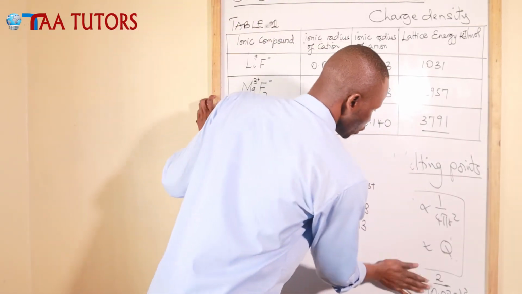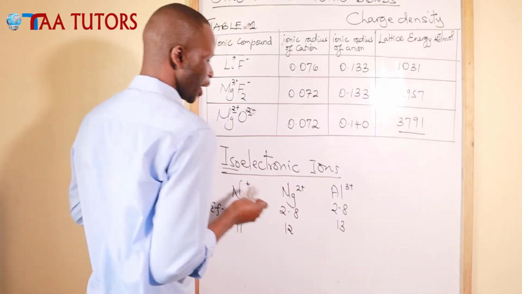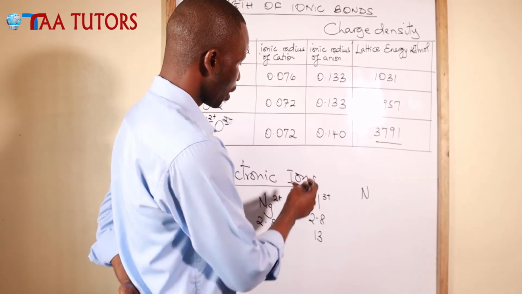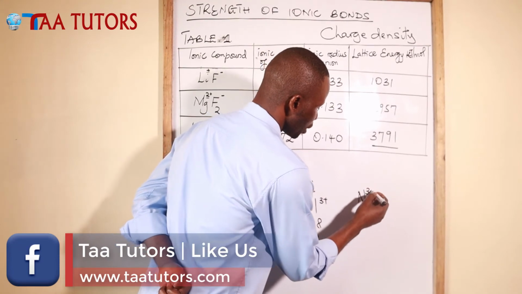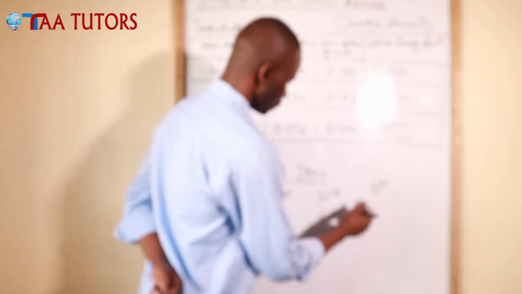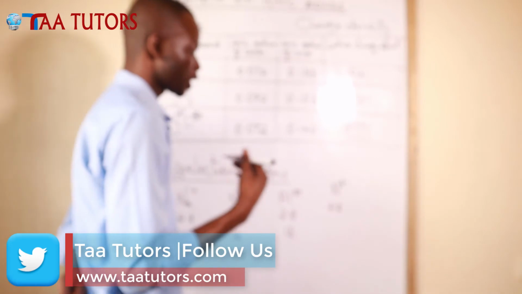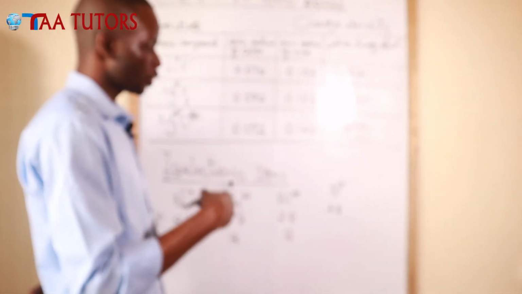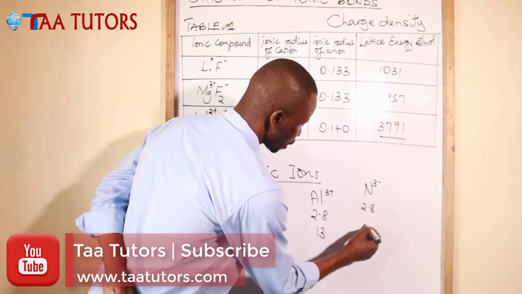Let me move forward to elements like nitrogen. We know nitrogen is number 7 in the periodic table. Now the nitride ion will have a charge of 3 minus. The electronic configuration of nitrogen is 2, 5. For it to be stable, it needs to gain 3 electrons. So that will be 10 electrons, but the number of protons will be 7.